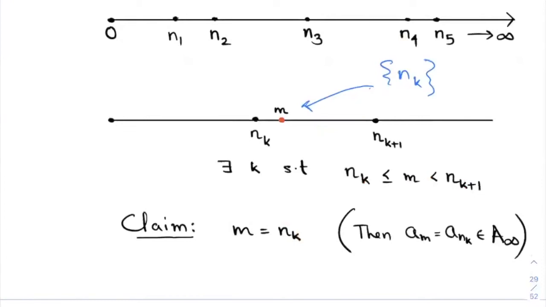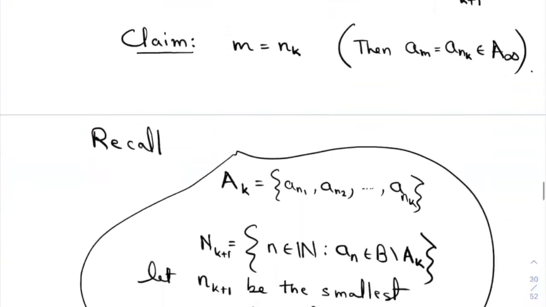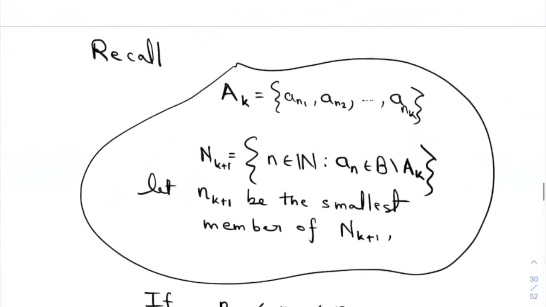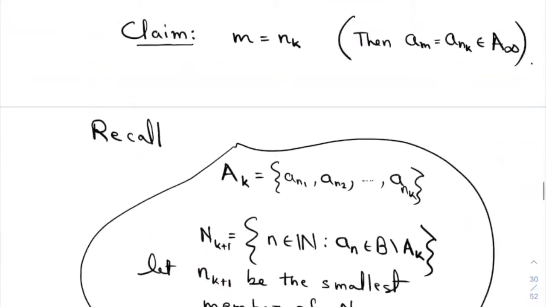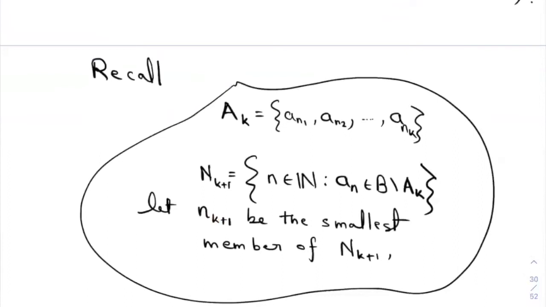If m is not equal to n_k, then we have a problem. The problem is that this choice of n_{k+1} would be contradicting. Why is that? See how n_{k+1} is being chosen. Look at a_{n_1}, a_{n_2}, up till a_{n_k}, and so n_{k+1} is the next one, the smallest integer that is bigger than n_k, such that a_{n_{k+1}} is an element of B.